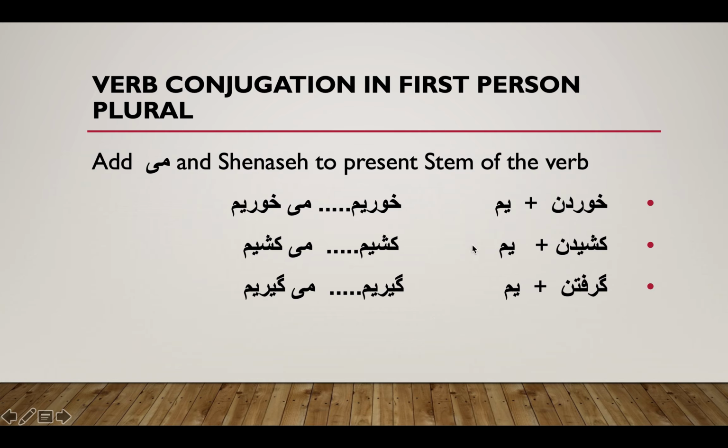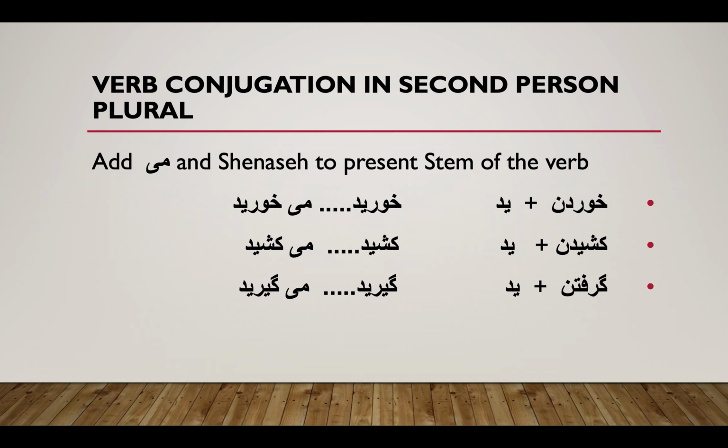And here this is for first person plural, im, and this is your present stem. We add im, and then me at the beginning. So we need a suffix and a prefix. This suffix is the personal ending, or shenase, and the prefix is me. For what tense? For simple present tense.